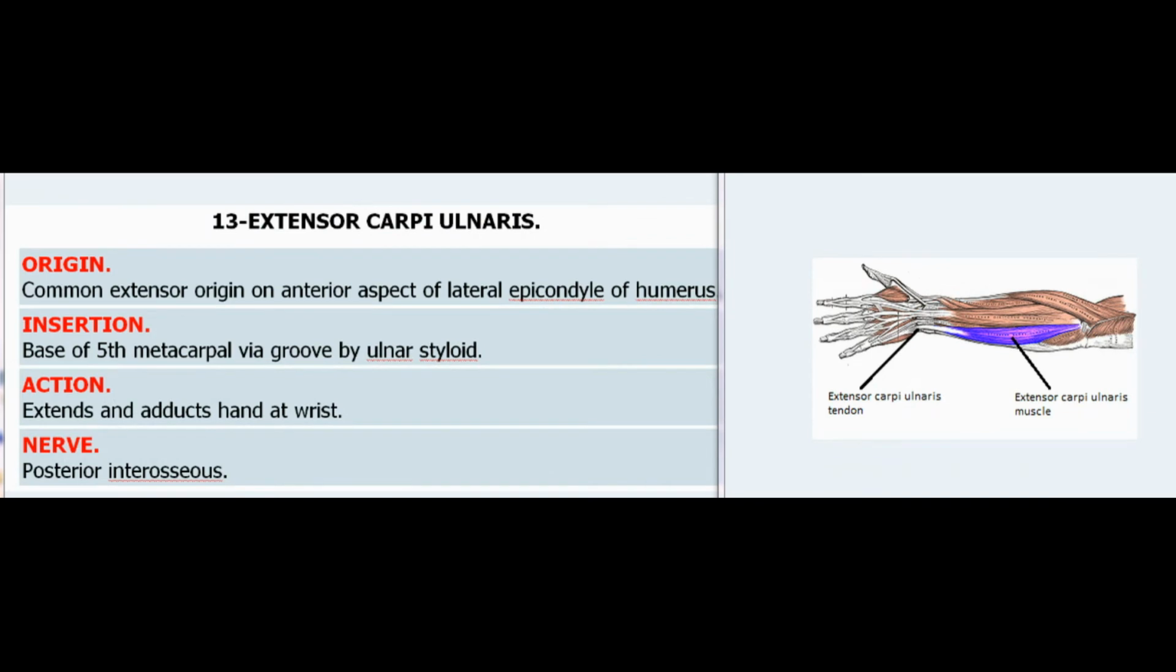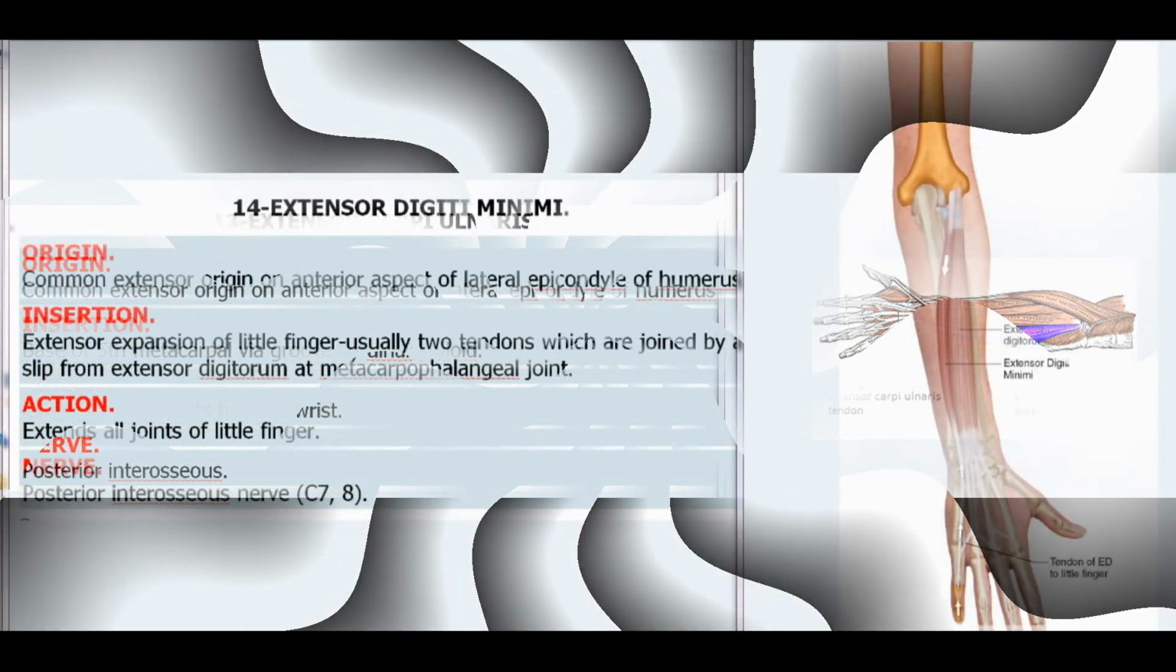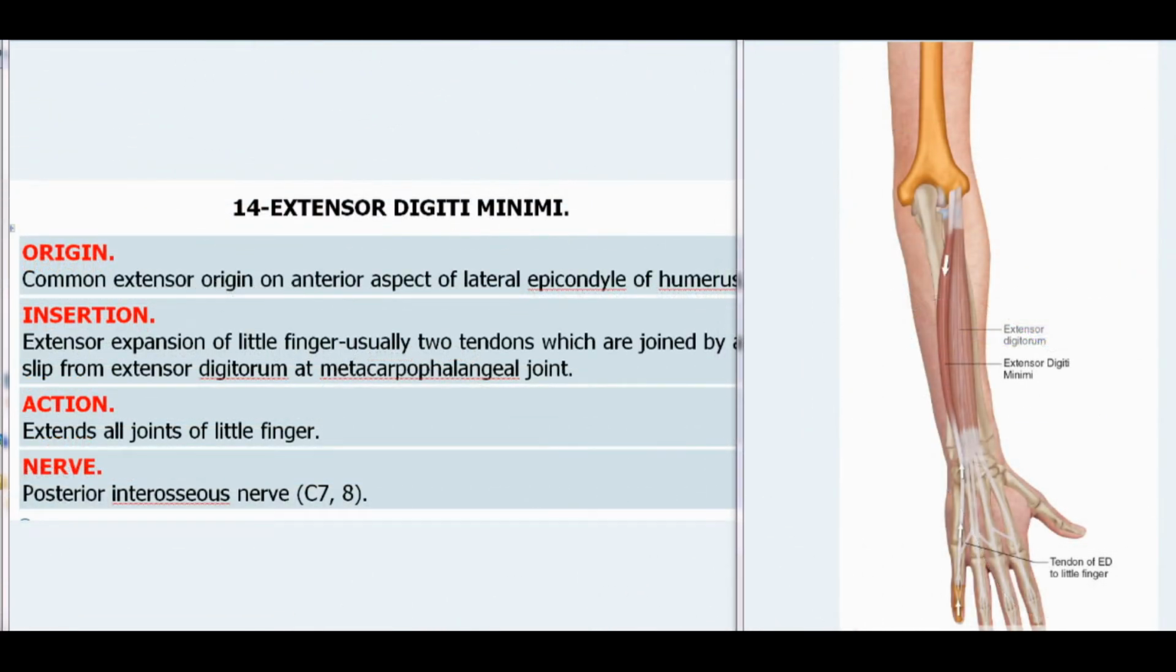13. Extensor carpi ulnaris. Origin: common extensor origin on anterior aspect of lateral epicondyle of humerus. Insertion: base of fifth metacarpal via groove by ulnar styloid. Action: extends and adducts hand at wrist. Nerve: posterior interosseous.